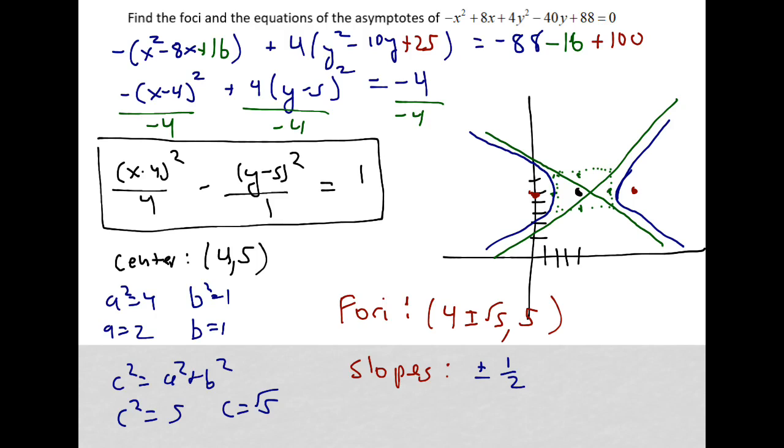Now, how are we going to write the equation, though? Well, the good thing about this is we actually know a point that these lines go through, and that point is exactly the center. So let's try to rewrite this. We know the slopes. The slopes are going to be plus and minus 1/2. We also know the center, which is a point that these lines go through, 4, 5.